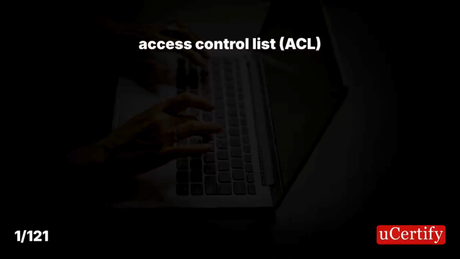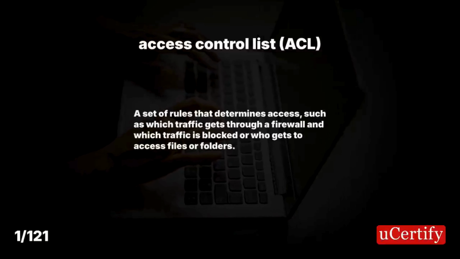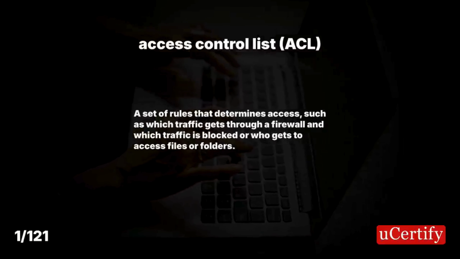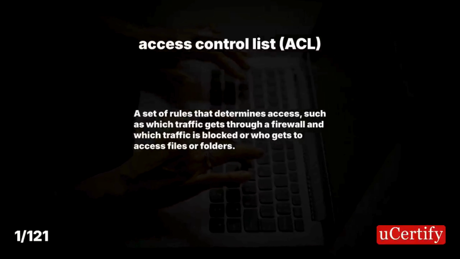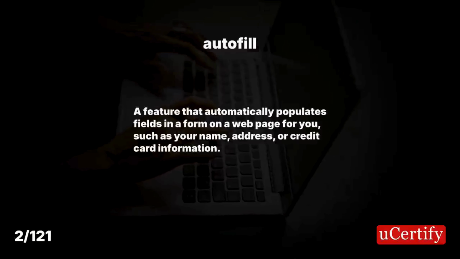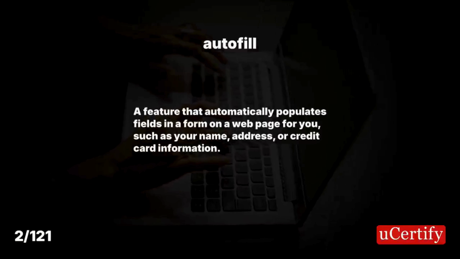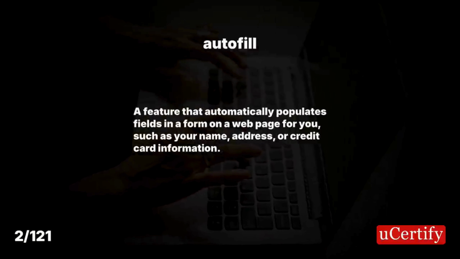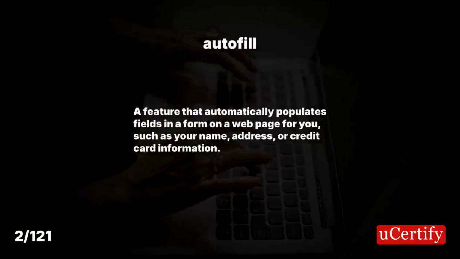Term: Access Control List. Definition: a set of rules that determines access, such as which traffic gets through a firewall and which traffic is blocked, or who gets to access files or folders. Term: autofill. Definition: a feature that automatically populates fields in a form on a web page for you, such as your name, address, or credit card information.